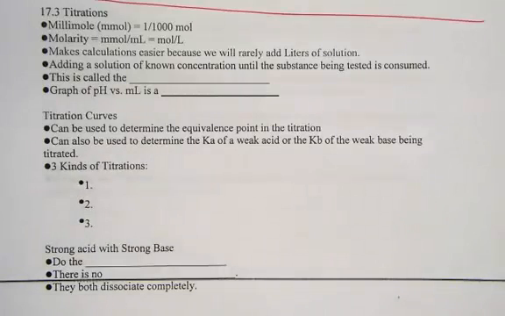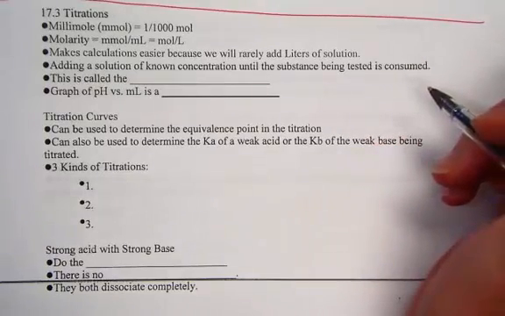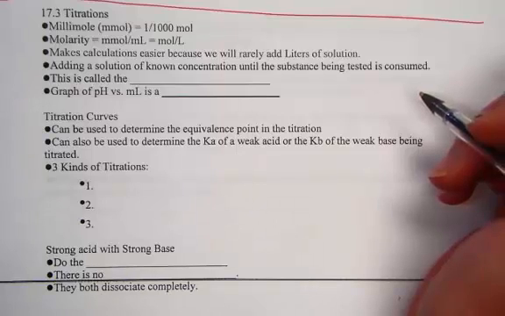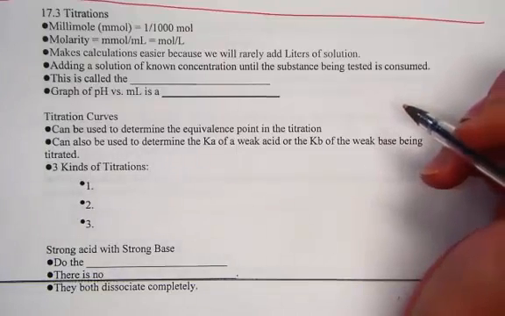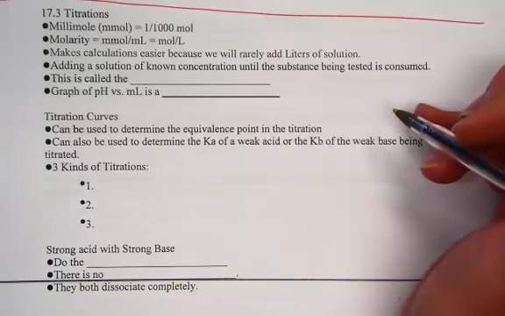The next section of our lesson in Chapter 17 talks about titrations. We are probably very familiar with titrations from experiences in the lab, realizing a titration is simply using an instrument known as a burette to deliver a known quantity of acid and base to reach neutralization.